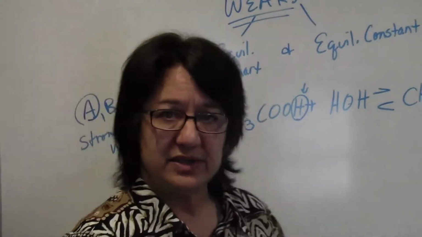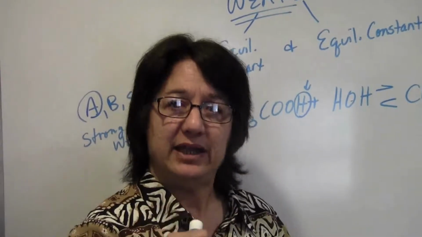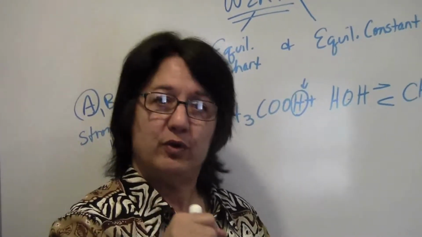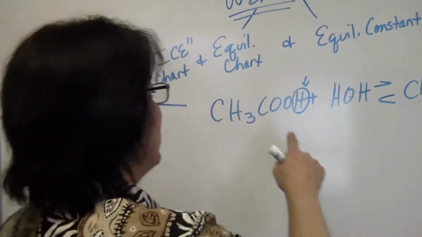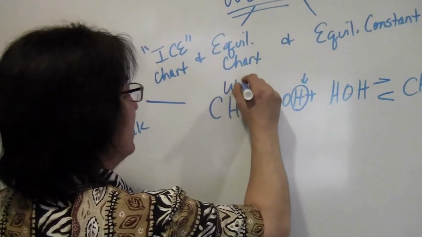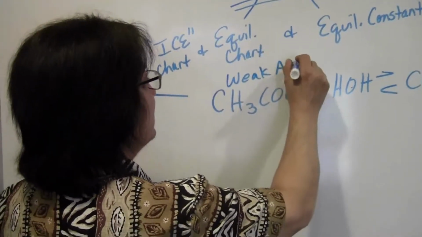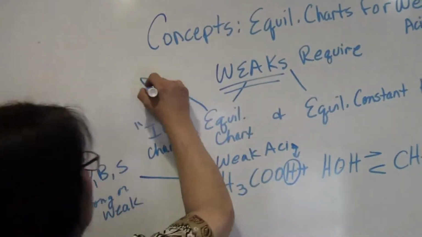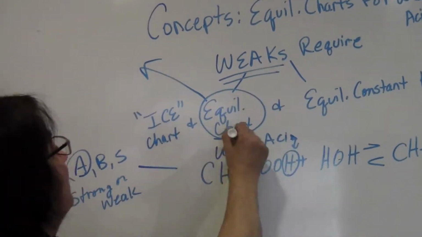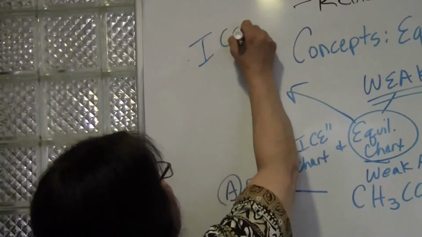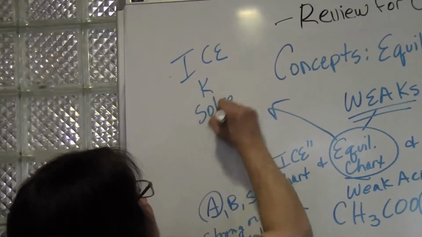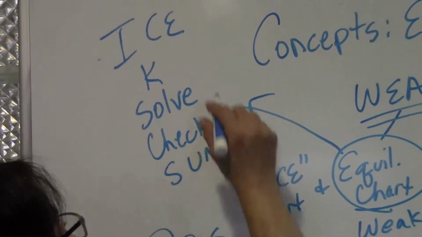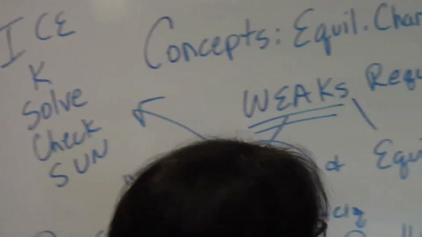It's not in our strong acid song: HNO3 and HBr, H2SO4, HCl, HClO3, HClO4 are the strong acids all. If it's not in the strong acid song, it's weak. So now we know this is a weak acid. We need an ICE chart and an equilibrium constant K. Remember, whenever you do an equilibrium problem: ICE, K, solve, check, make sure you got the right answer to the question, and SUN. So let's start with our ICE chart.